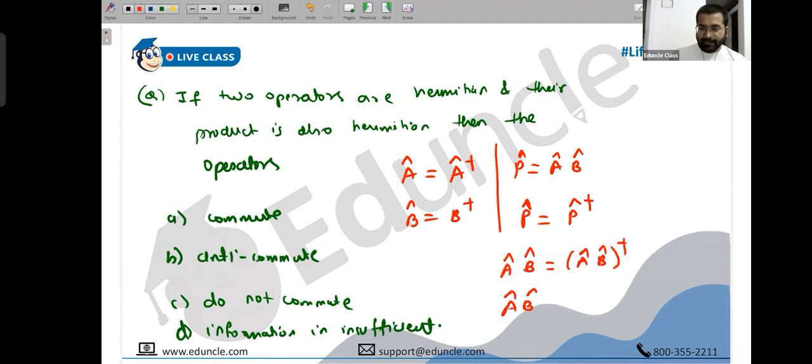It means A cap B cap is equal to, how do you write this? Reverse order. Okay, B cap dagger, A cap dagger. Yes, B cap dagger is nothing but B cap, and A cap dagger is nothing but A cap. So A cap B cap is equal to B cap A cap. This is the commutation relationship. So they commute with each other. It was a statement, and we converted it into a question.